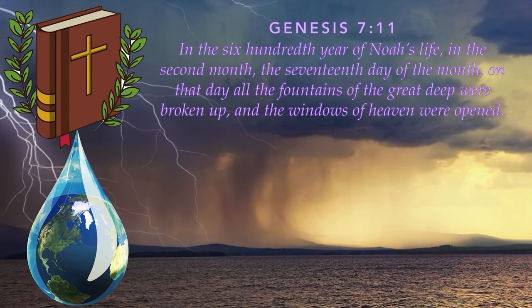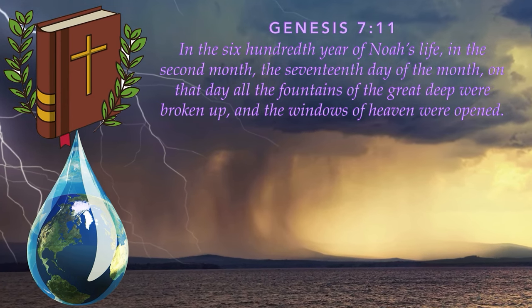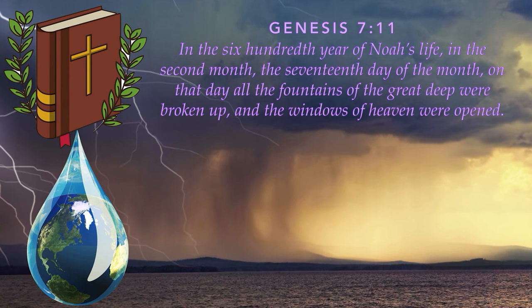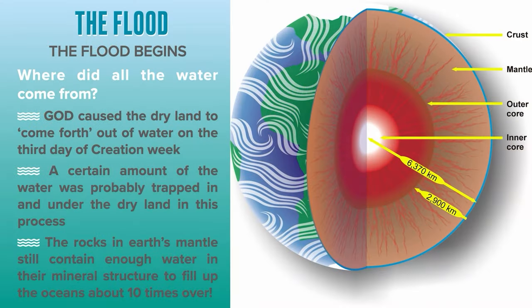In the 600th year of Noah's life, in the second month, the 17th day of the month, on that day, all the fountains of the great deep were broken up, and the windows of heaven were opened. Genesis 7:11 contains a lot of information. God's word describes how he caused the dry land to come forth out of the water on the third day of creation week. A certain amount of the water that initially covered the earth was probably trapped in and under the land in the process.